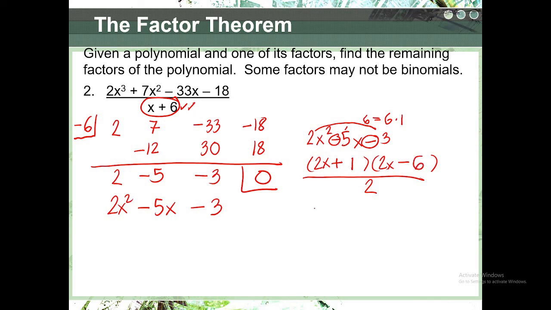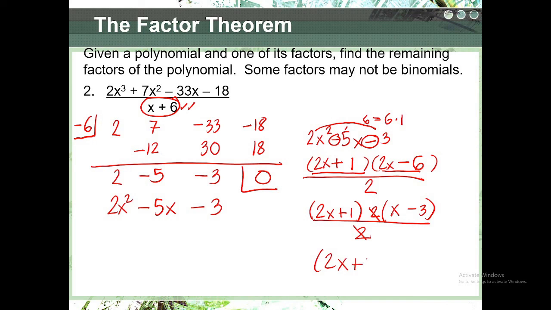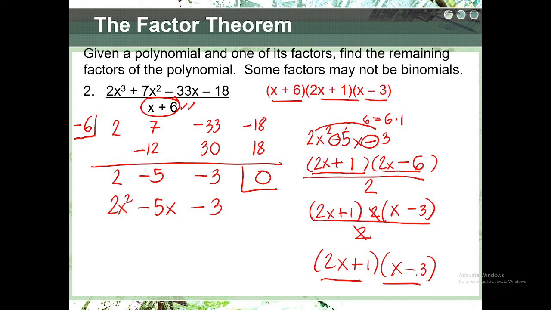Then, you do factoring. Since it has no common factor, bring it down. 2x plus 1. Over here, what's common? The number 2. So, we have x minus 3 all over 2. Cancel this out. So, our factors are x, 2x plus 1, and x minus 3. These are your factors. X plus 6, 2x plus 1, x minus 3.